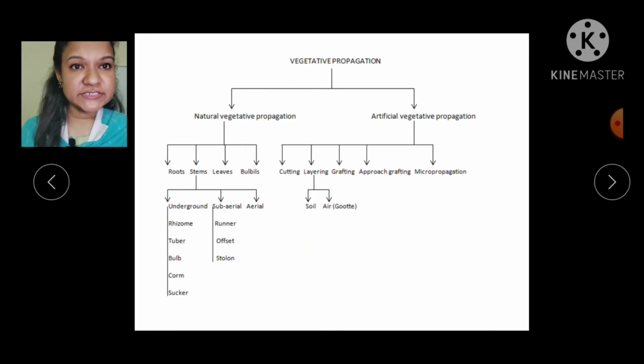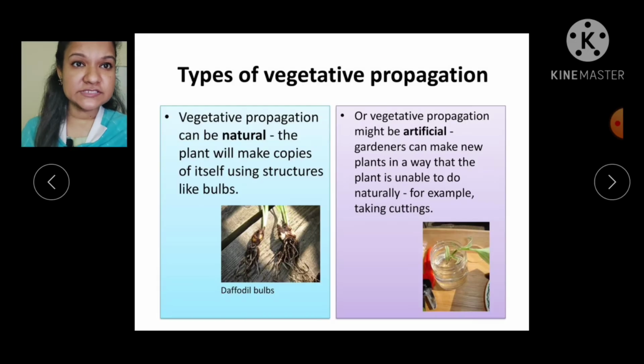Natural vegetative propagation can occur by roots, stems, leaves, or bulbs. Stems also have three types: underground stem, subaerial stem, aerial stem. And artificial vegetative propagation includes cutting, layering, grafting, micropropagation. These are also artificial vegetative propagation and I will discuss them in these classes. First of all, types of vegetative propagation.